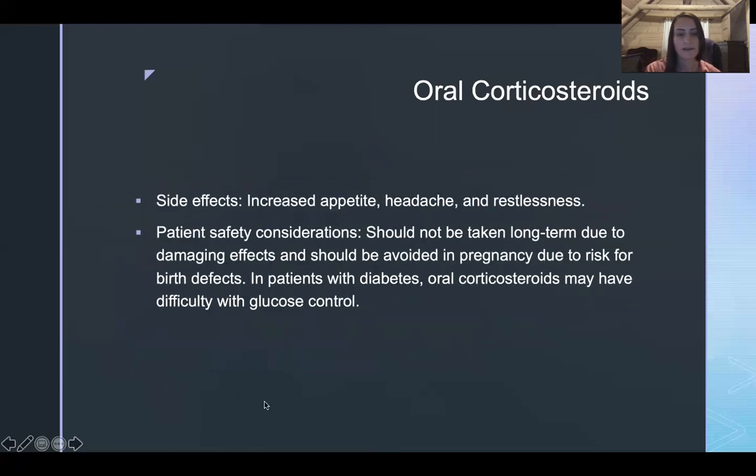Side effects: increased appetite, headache, restlessness. Patient safety considerations: it should not be taken long term because it will have damaging effects, and it also should be avoided in pregnancy because it can cause birth defects. In patients with diabetes, oral corticosteroids, you might have difficulty with glucose control.